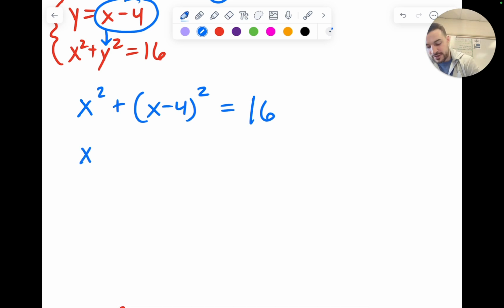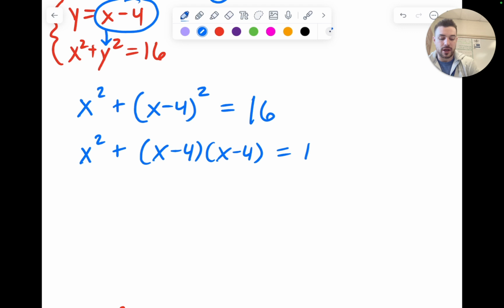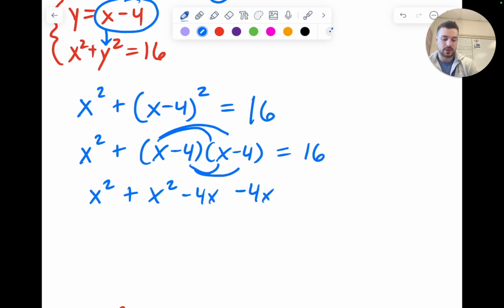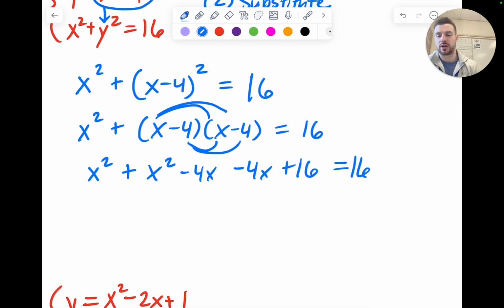So if I go ahead and simplify this out, I have two binomials of x minus 4, which I then can FOIL. So we have first, outer, inner, last, and now I'm going to simplify again. I'm running out of room a little bit here. But we've got 2x squared minus 8x plus 16 is equal to 16.